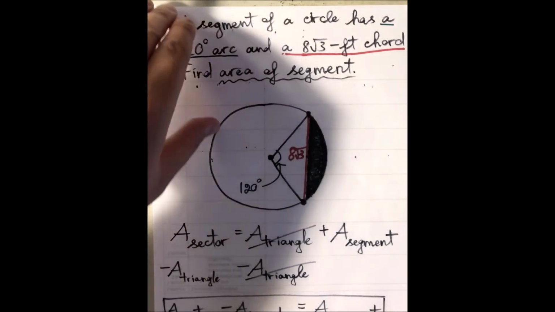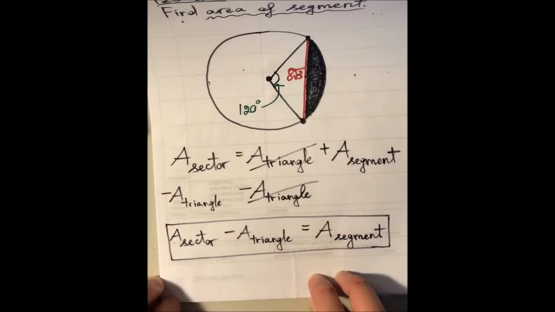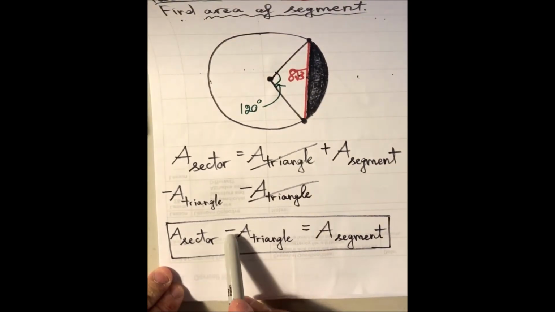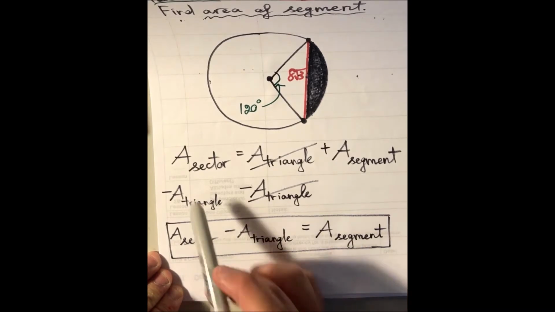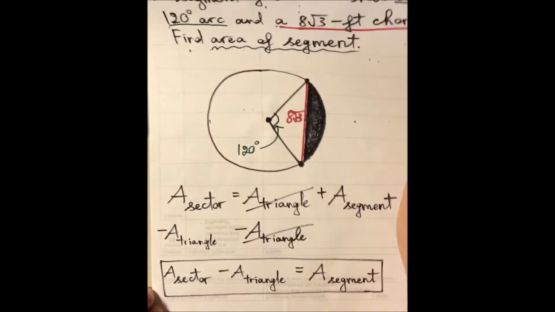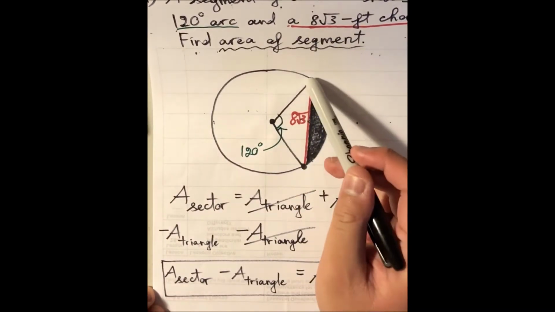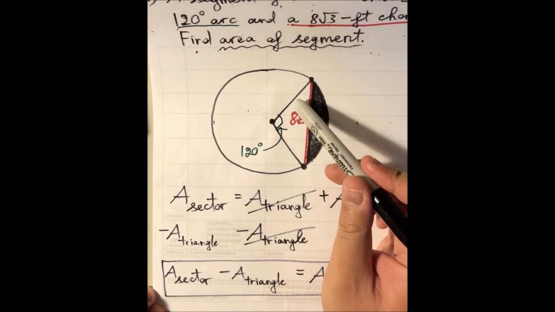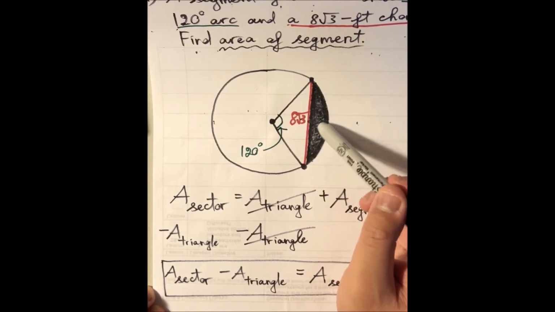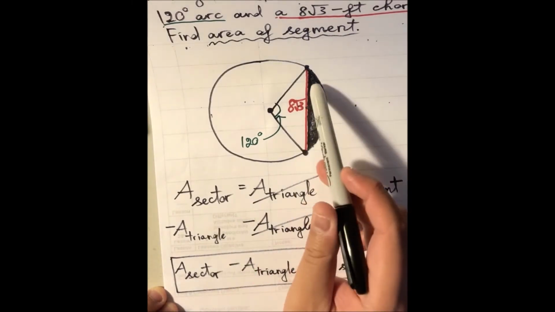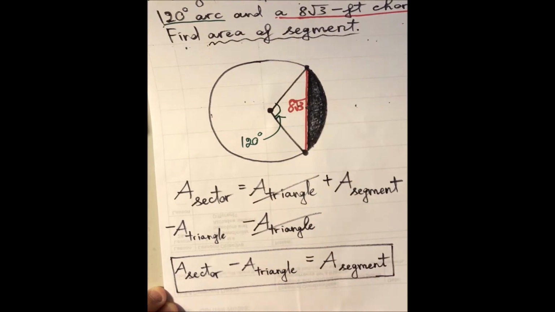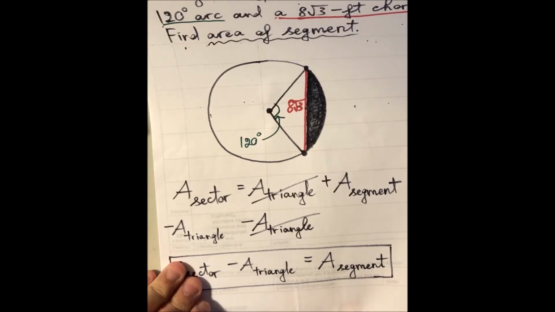The area of a segment is technically the difference between the area of a sector and the area of a triangle. The reason is that the area of a sector, which is this whole thing, consists of the area of a triangle plus the area of the segment. So take the area of the whole thing, which is a sector, and subtract the one that we know, and we get the leftover. That leftover is the area of the segment. So that's the way we think about this.